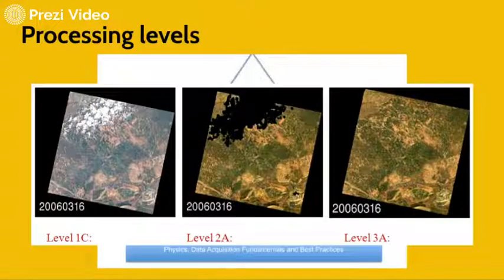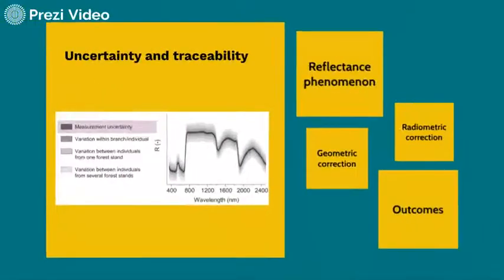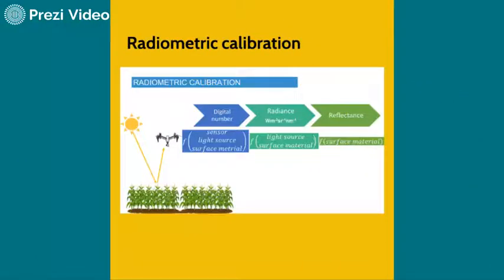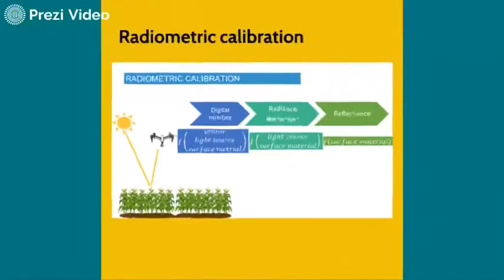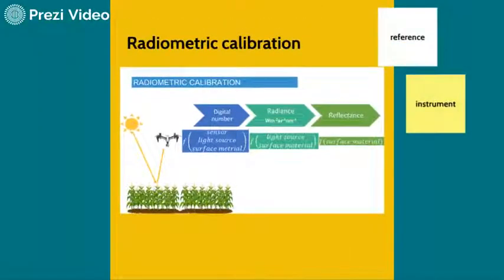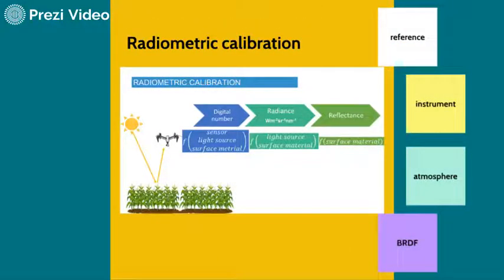You can see the difference between level 1, 2, and 3 on a Sentinel-2 image. Level 1 has clouds, level 2 is clear surface reflectance, and level 3 is a product already. But first, radiometric corrections are applied, converting digital numbers through radiance to reflectance. For this we need reference, instrument, atmosphere, and BRDF.